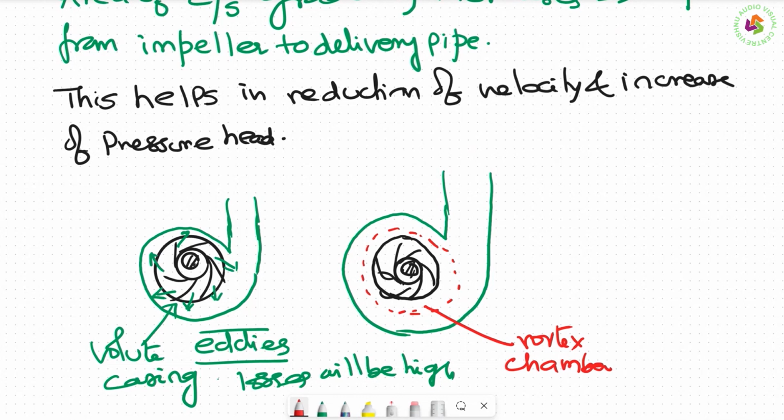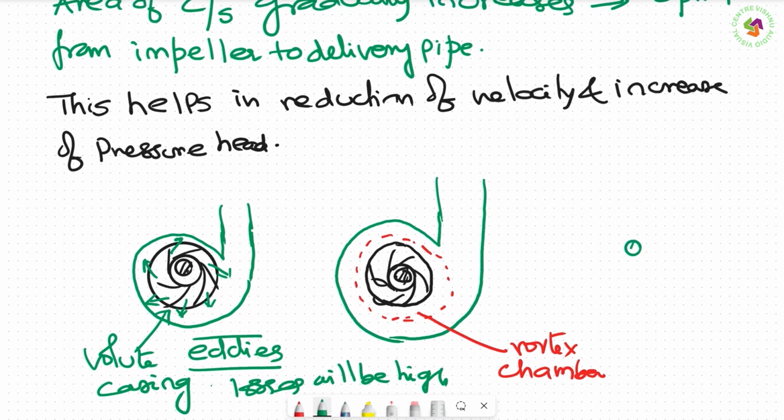Whereas the third one, the diffuser casing, is also very simple. Suppose I take this, the runner part, for example, these are the runner blades. Sorry, I am talking nonsense. It is the impeller.